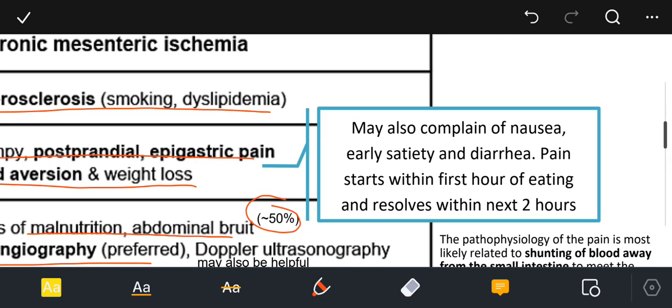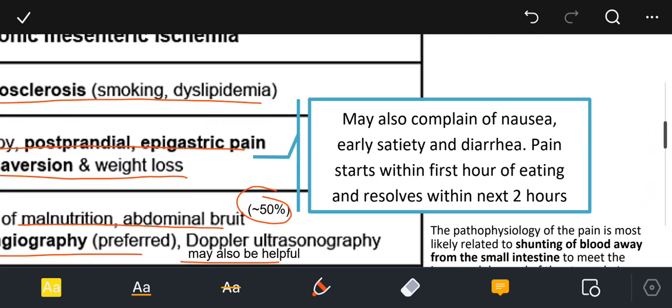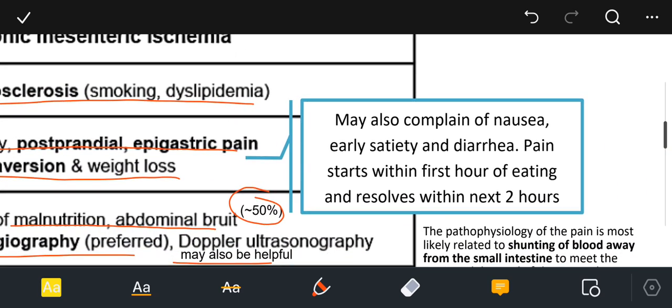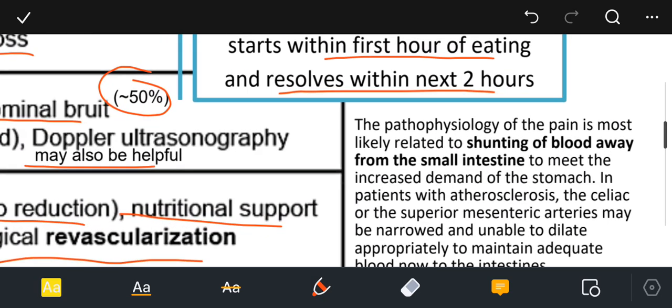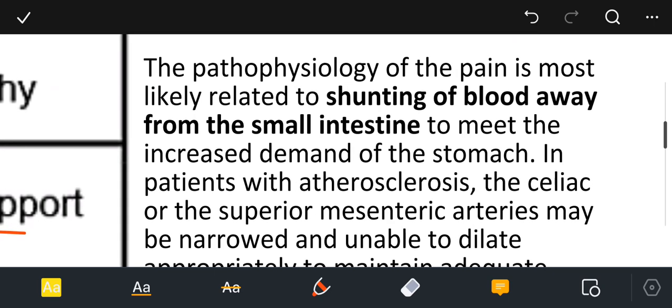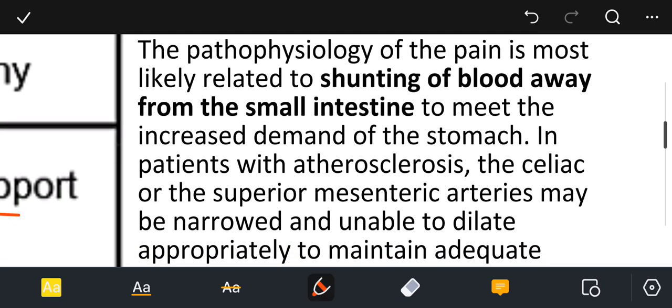The clinical features may also include nausea. The clinical features of chronic mesenteric ischemia include nausea, early satiety and diarrhea. Pain starts within the first hour of eating and resolves within the next 2 hours. The pathophysiology of pain is most likely related to the shunting of blood away from the small intestine to meet the increased demand of the stomach.